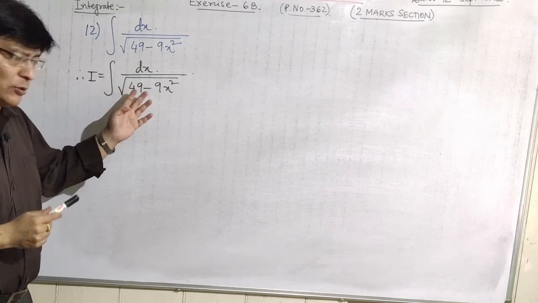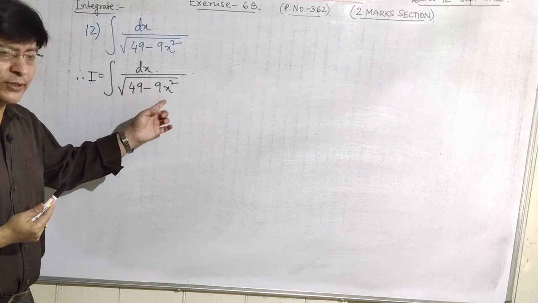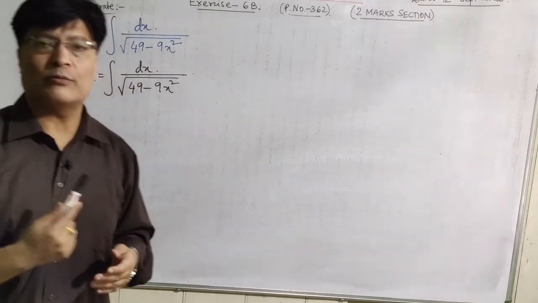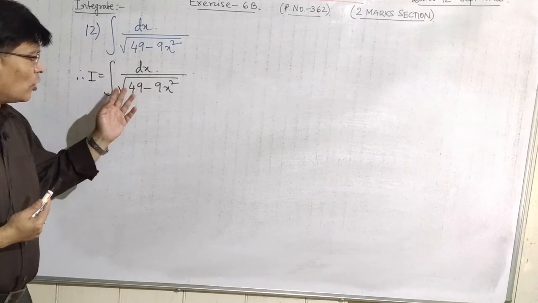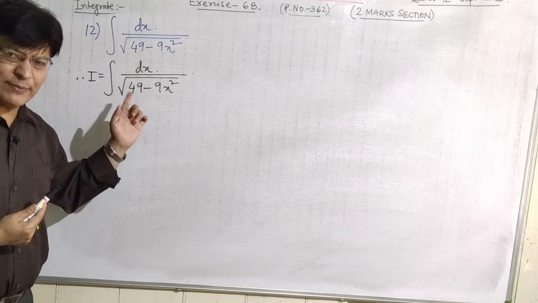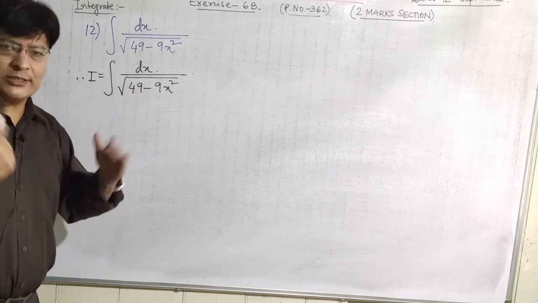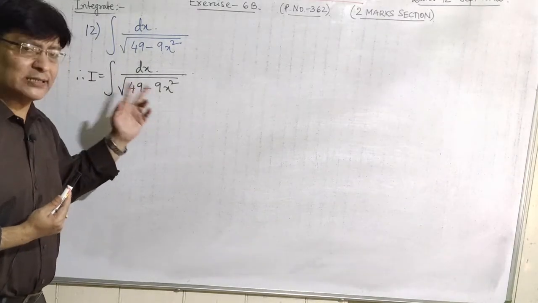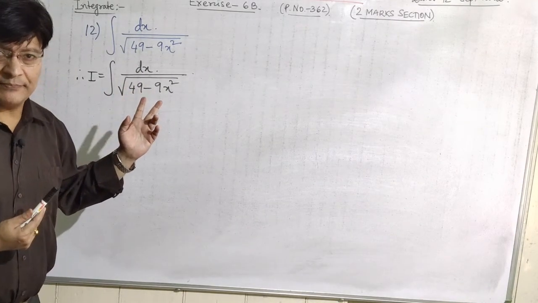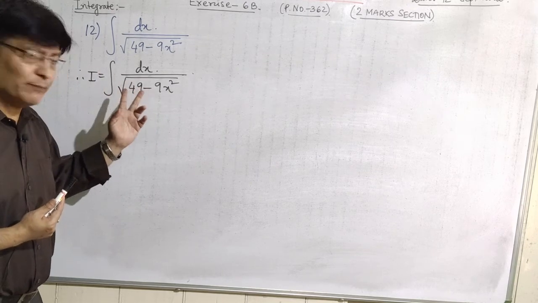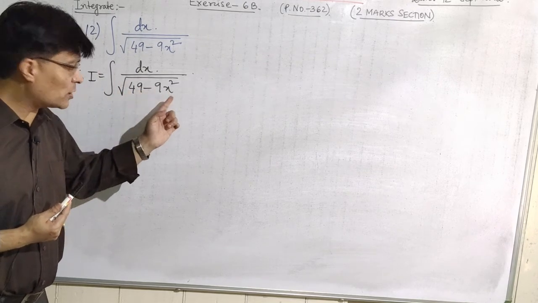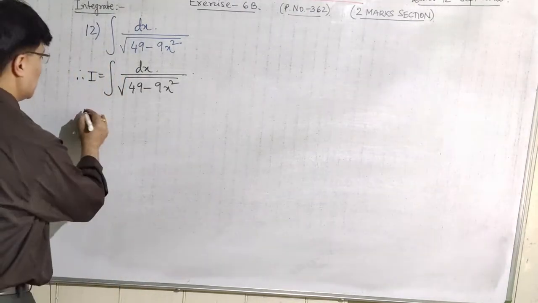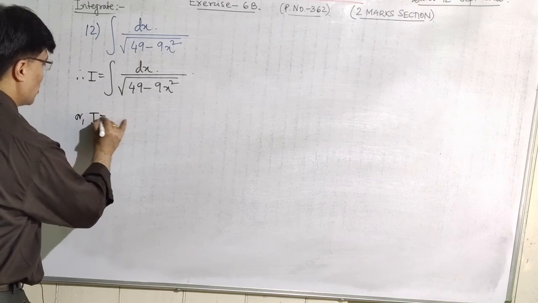So we can write it as 7 whole square minus 3x whole square, and 3x can be assumed as z in order to convert into standard form. Or you may use different methods. Let us make the coefficient of x square 1 in this case. That means you have to take common as 9, isn't it? So let us take 9 as common.